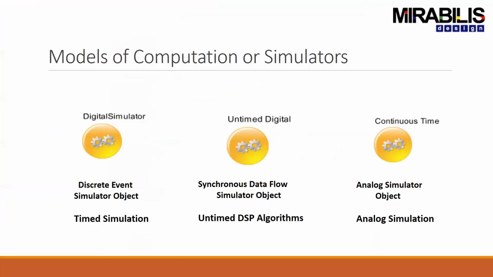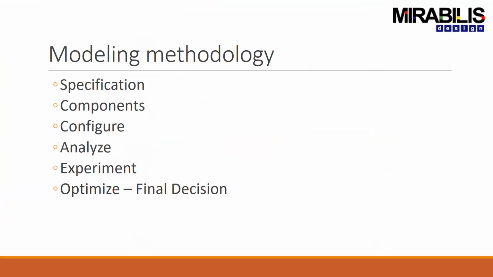Next, we will talk about the modeling methodology that we follow in VisualSim. With VisualSim, or in any other situation, first we have to define the specification of the device. If we are designing a custom chip, we can use an Excel sheet or any other form to define the requirements of the device, what components it must have, and the idea behind the design.